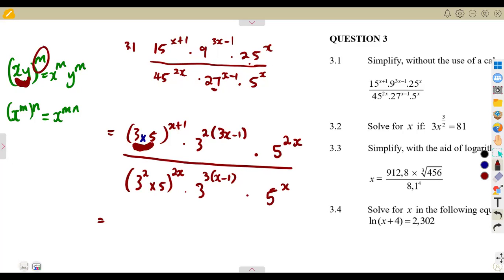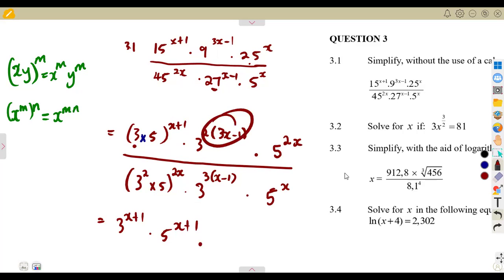Raised to the exponent of m, so you're going to have each raised to the exponent of x plus 1. So 3 is going to be raised to the exponent of x plus 1, everything inside the bracket. So 3 to the exponent of x plus 1 times 5 also raised to the exponent of x plus 1. So that's 5 to the exponent of x plus 1, like that.